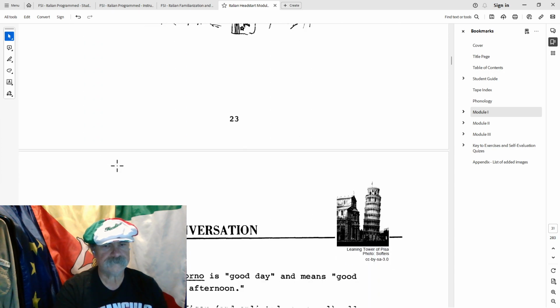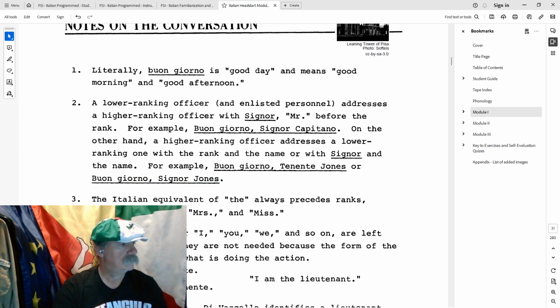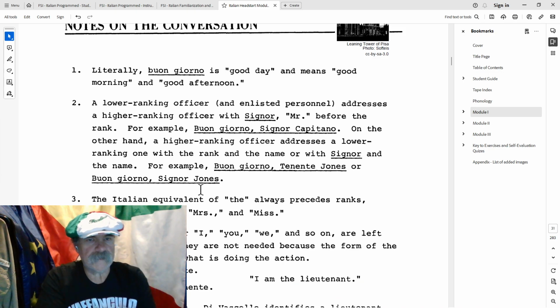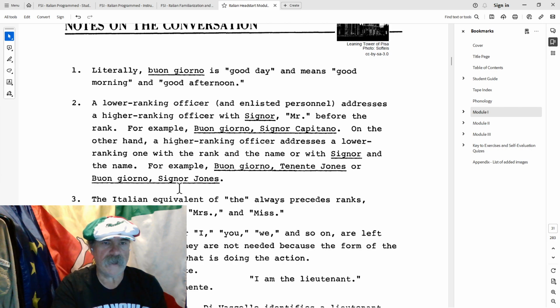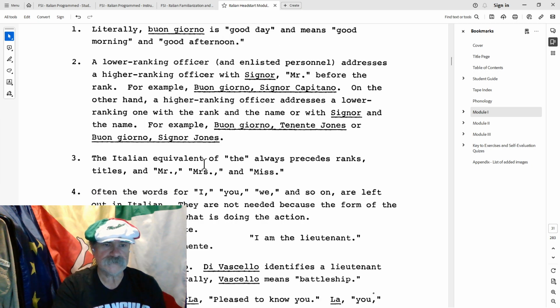You may stop the tape now to check the notes on the conversation. Literally, buongiorno is good day and means good morning and good afternoon. A lower-ranking officer or enlisted personnel addresses a higher-ranking officer with signor, Mr., before the rank. For example, "buongiorno, signor capitano." On the other hand, a higher-ranking officer addresses a lower-ranking one with the rank and name, or with signor and the name. For example, "buongiorno, Tenente Jones," or "buongiorno, Signor Jones."